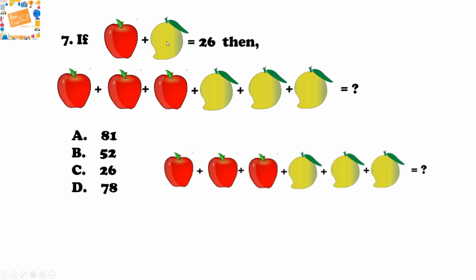If an apple and a mango sum up to 26, then apple plus apple plus apple plus mango plus mango plus mango is how much? Is it option A 81? Is it option B 52? Is it option C 26 or option D 78? Well, think about it and try to attempt this answer.